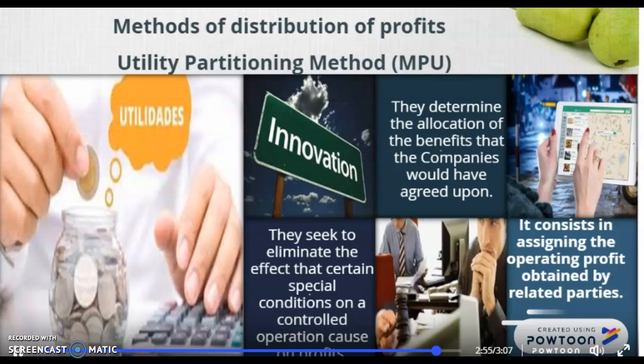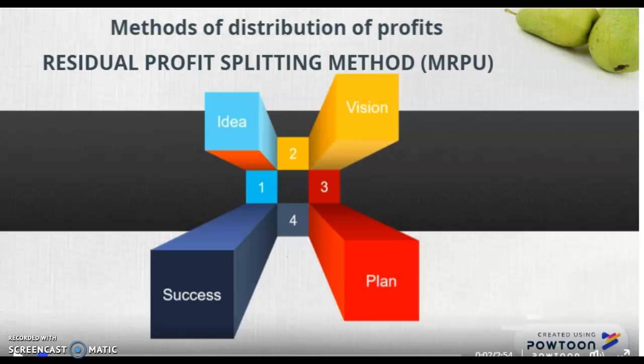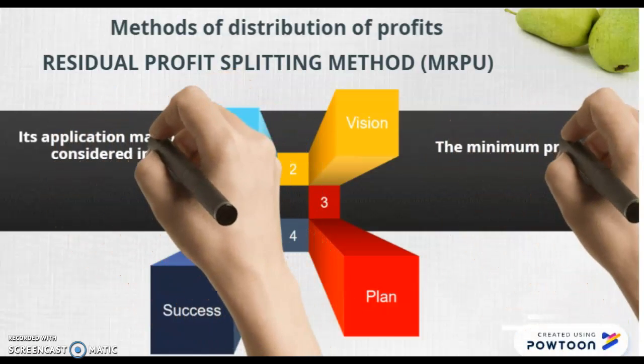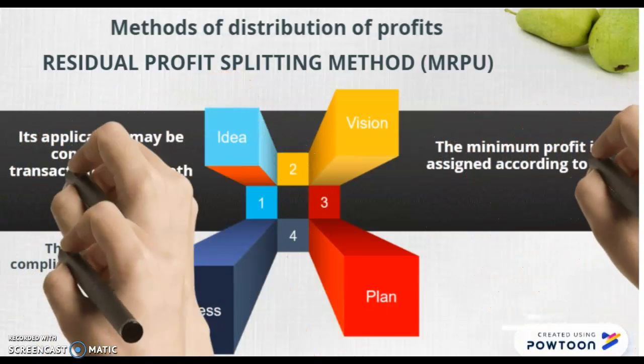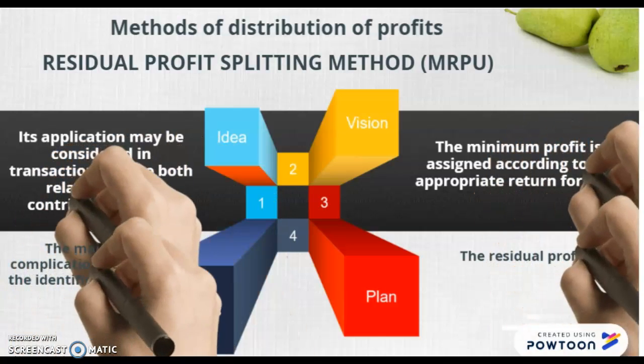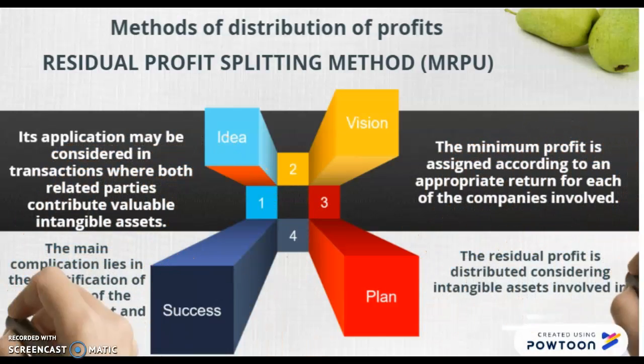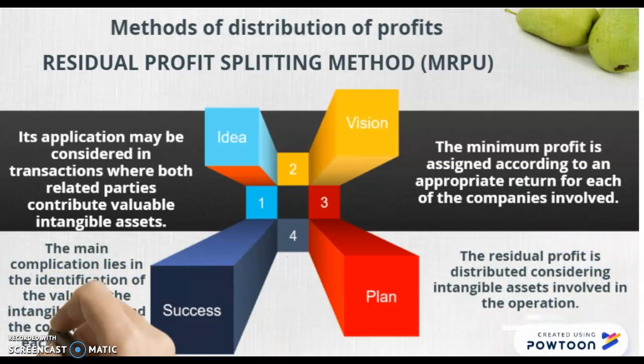This consists in assigning the operating profit obtained by related parties according to the proportion. The profit splitting method in RPU. This application may be considered in a transaction where both related parties contribute valued intangible assets.